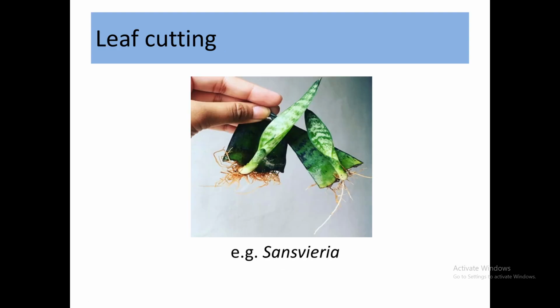Next one is leaf cutting. The example is Sansevieria, which is also called the snake plant. If you take a snake plant leaf and grow it into the soil, then you are able to form a new entire plant of Sansevieria.